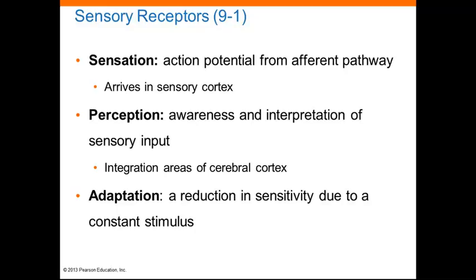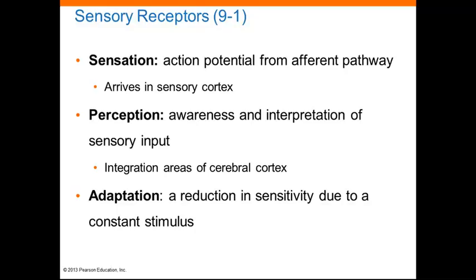These sensations are then routed according to the location and nature of the stimulus to the appropriate region of the cerebral cortex. For example, touch stimuli go to the primary sensory cortex, visual information goes to the visual cortex, and so on and so forth. Now, the conscious awareness of a sensation is called perception.